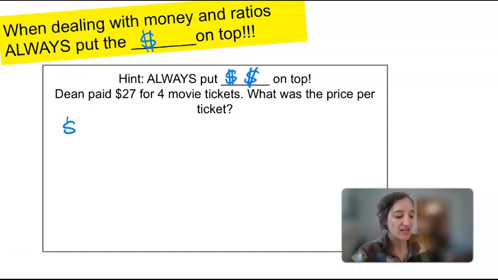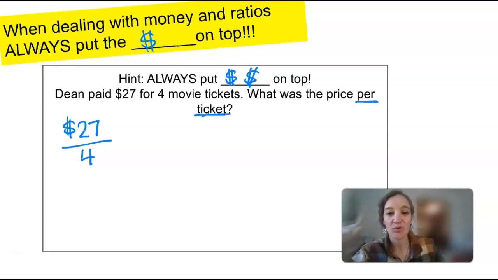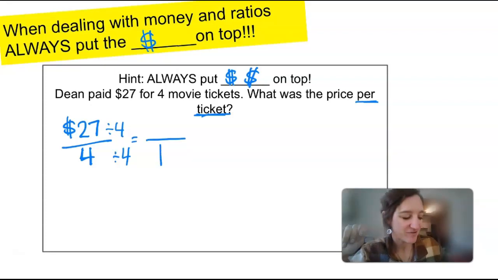So Dean paid $27 for 4 movie tickets. What is the price per ticket, per one ticket? I know what it is for 4 tickets. How do I get that down to just one ticket? Well, I divide it by the bottom. So 4 divided by 4 is 1. So now I know I will get it to a unit rate of 1 ticket.